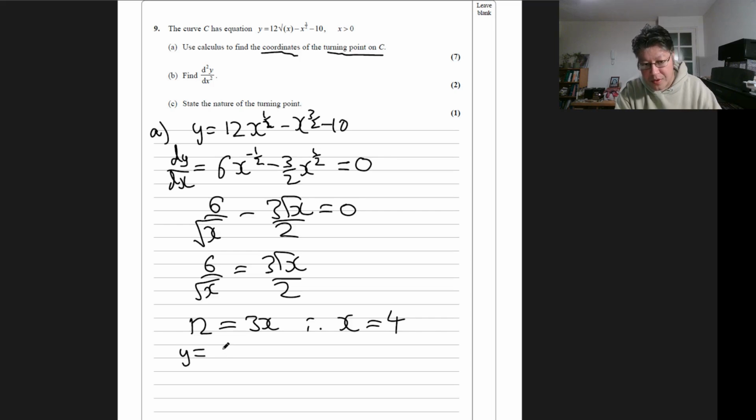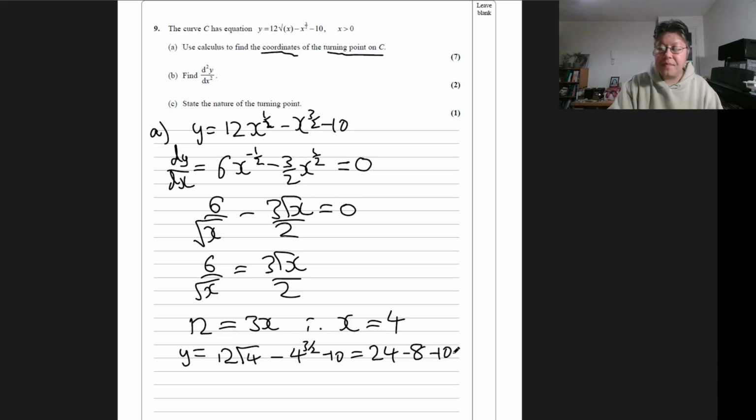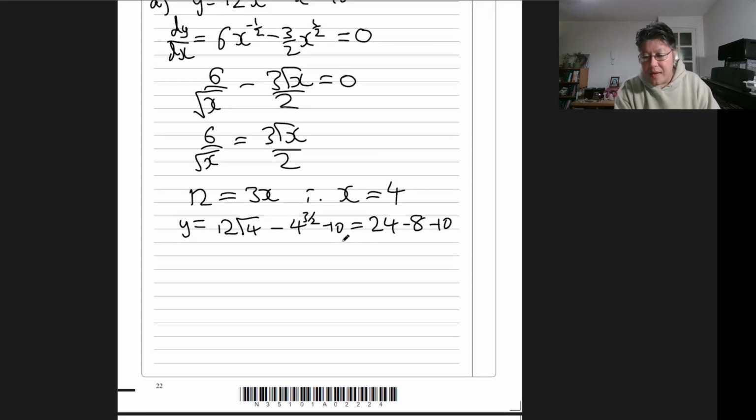So y equals 12 root 4 minus 4 to the 3 over 2 minus 10, and we can work that out. Root 4 is a 2, so 2 times 12 is 24. Then we have 4 rooted, the over 2 is a root, so that gives you 2, and then to the power of 3 gives you 8. That's minus 8 minus 10. So that's overall equal to 6. So therefore the coordinates of the turning point should be 4, 6.